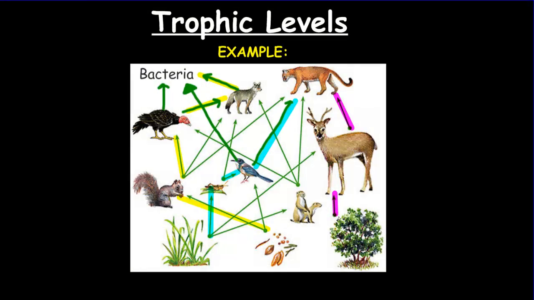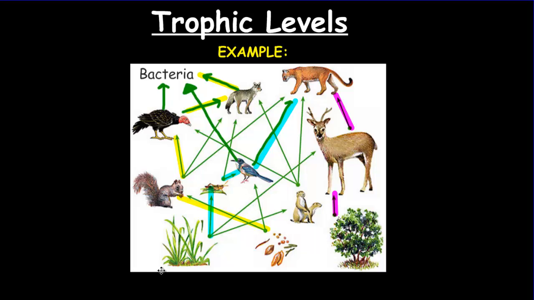So on the screen you can see there's an example of a food web that you might be able to find here in Minnesota. I've highlighted a couple different pathways through this food web, which are individual food chains within this ecosystem. Now what I'd like to do is to use this as an example of how we could label the trophic levels within this ecosystem.